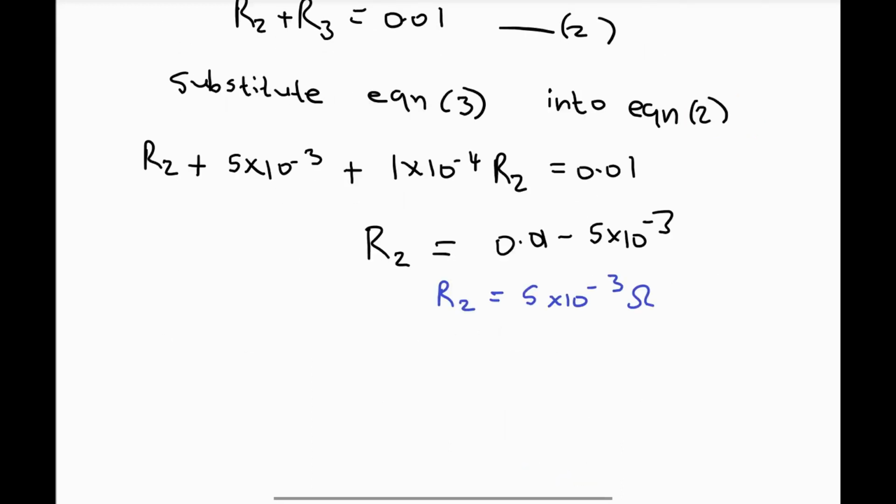Since I have my R2, I then substitute my R2 in equation 3, and I have my R3 also as 5 times 10 to the power negative 3 ohms. I had my R1 as 0.0399 ohms. So this is how you solve for finding the shunt resistors in the Ayrton shunt.